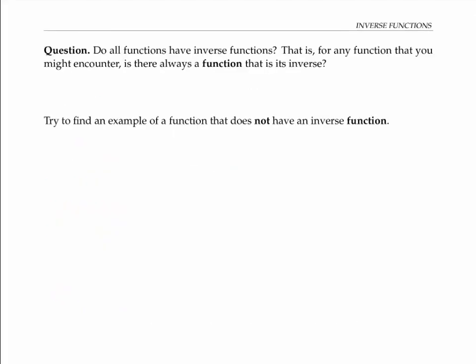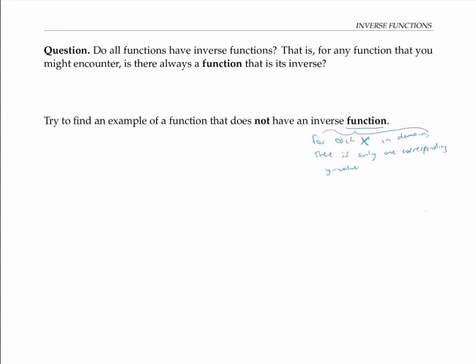It's natural to ask if all functions have inverse functions. That is, for any function you might encounter, is there always a function that is its inverse? In fact, the answer is no. See if you can come up with an example of a function that does not have an inverse function. The word function here is key. Remember that a function is a relationship between x values and y values such that for each x value in the domain, there's only one corresponding y value.